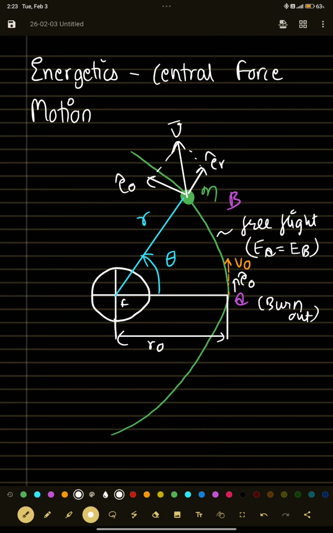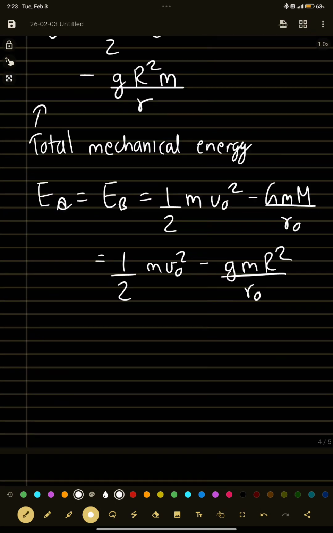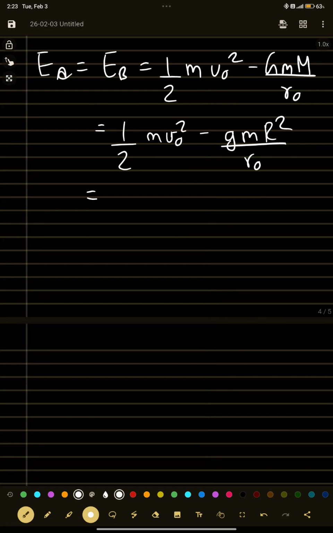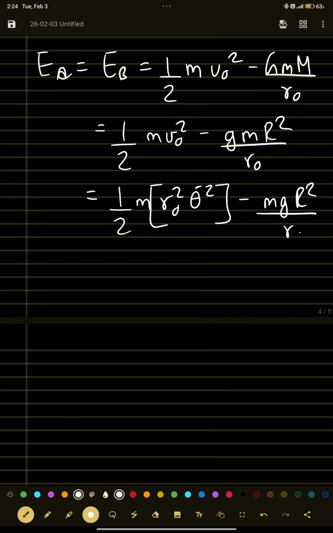So you can further write this as half m r naught square theta dot square, and what is theta dot? R square theta dot is h, so theta dot is h upon r square. Yes? H square.